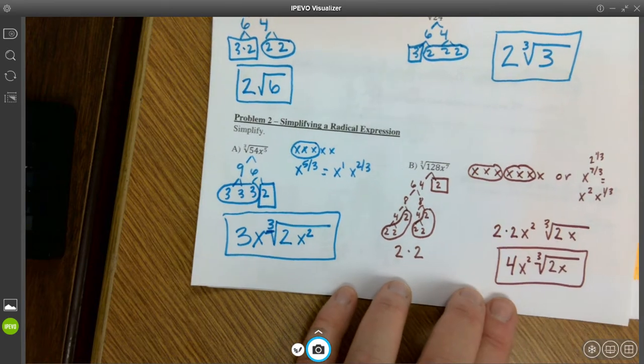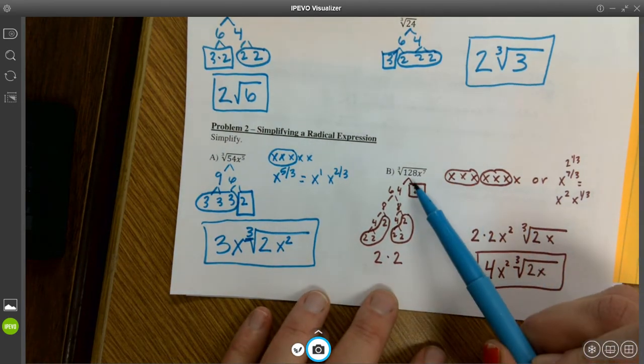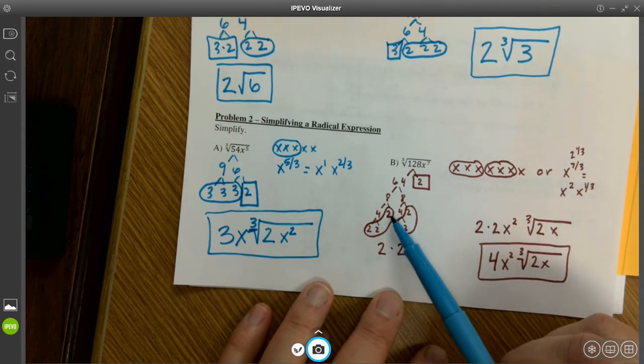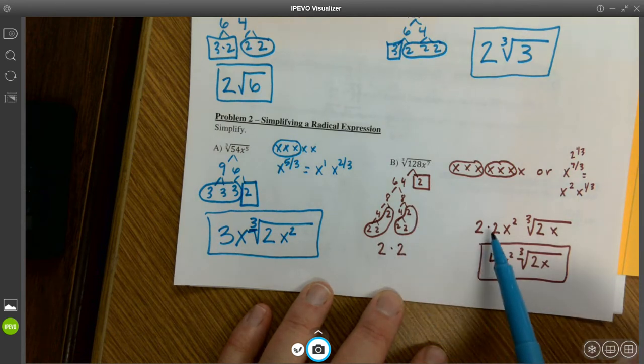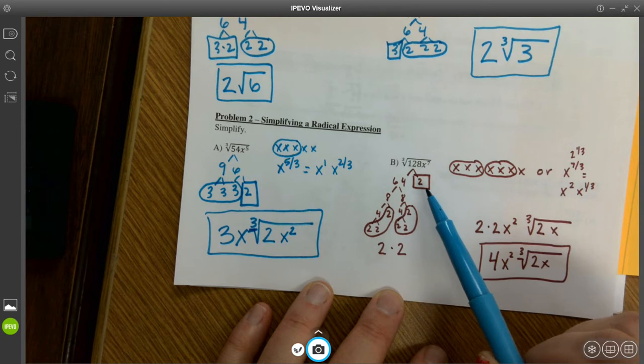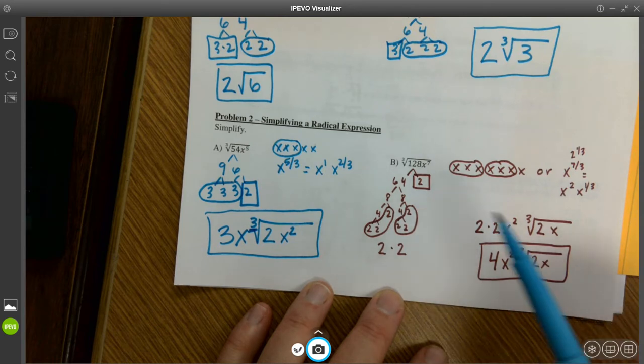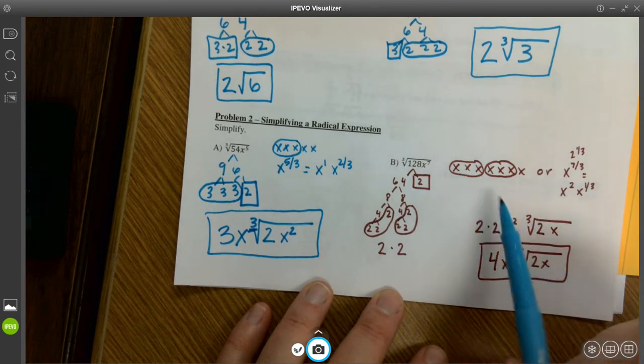Here's B. So again, I kind of wrote it out. Look at your factor tree. I have a group of 2 here, and I have another group of 2 here. So 2 times 2 comes out. Both of those 2s come out. This 2 did not have a group of 3, so that 2 remains inside.